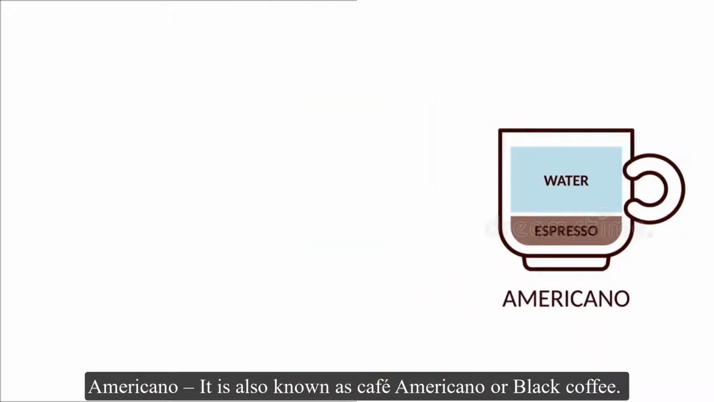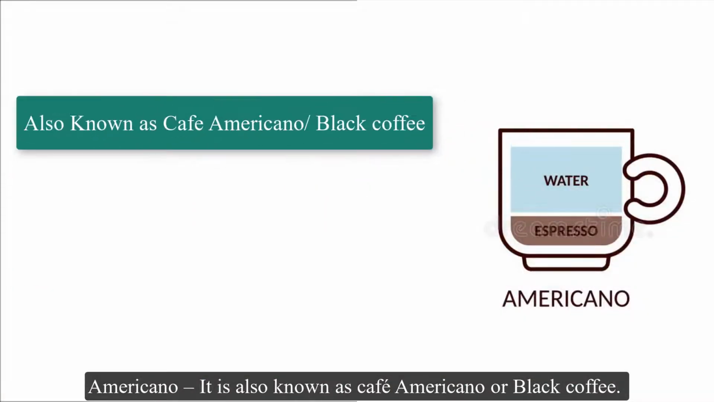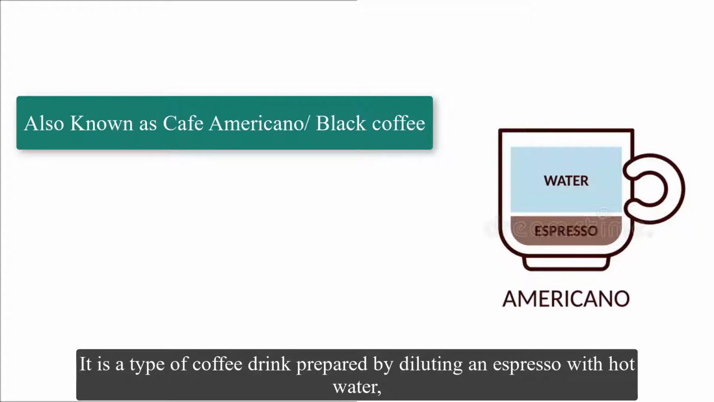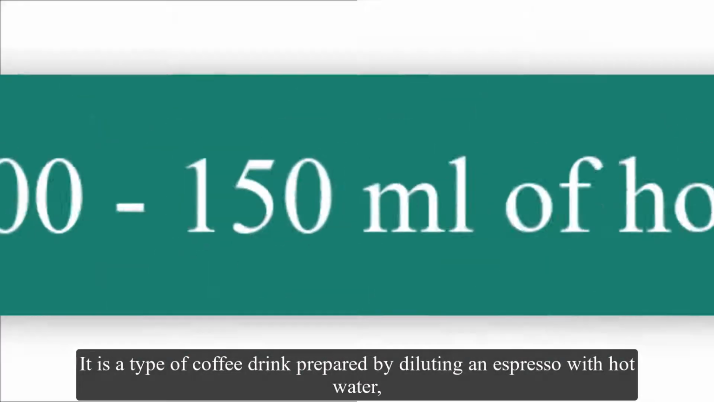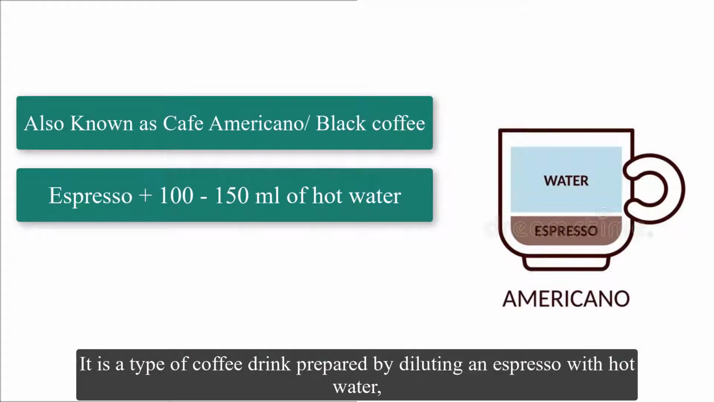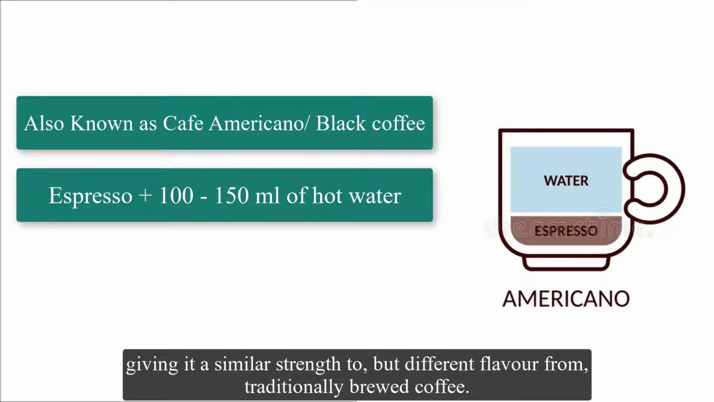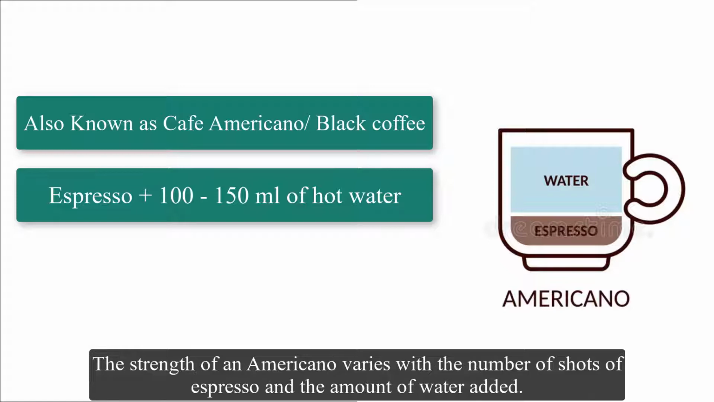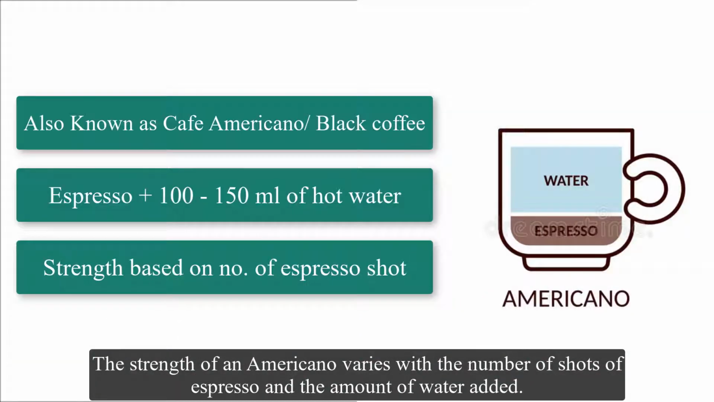Next is Americano. It is also known as Cafe Americano or black coffee. It is a type of coffee drink prepared by diluting an espresso with hot water, giving it a similar strength to, but different flavor from, traditionally brewed coffee. The strength of an Americano varies with the number of shots of espresso and the amount of water added.